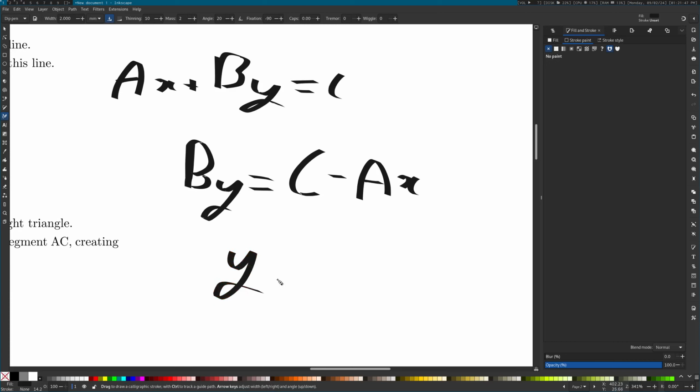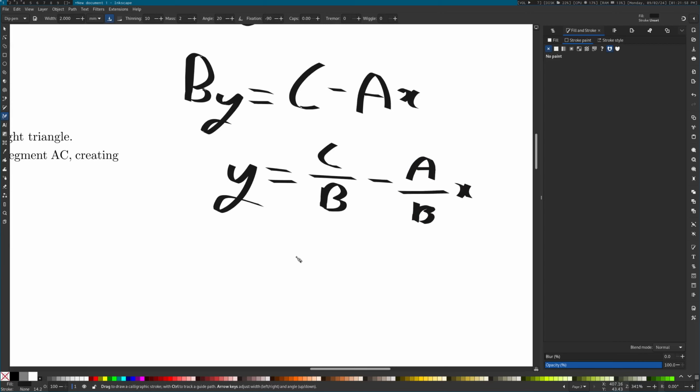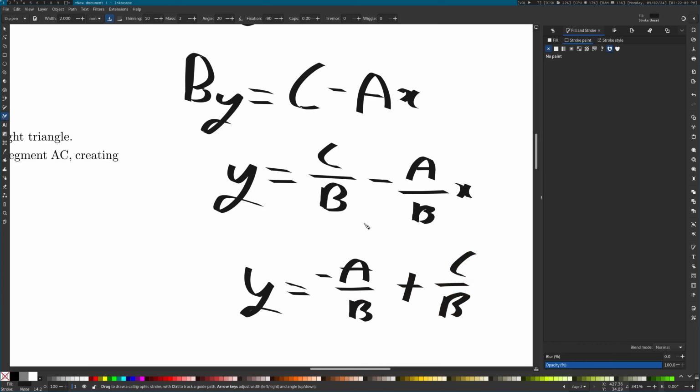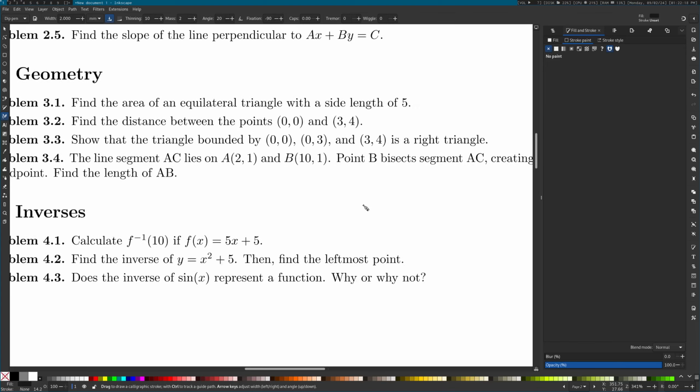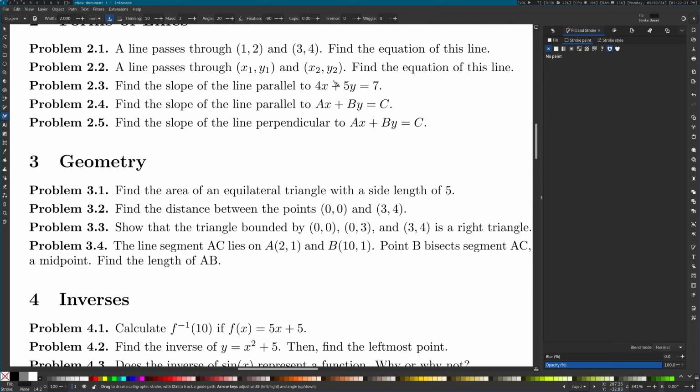Exactly. So y is equal to c divided by b minus a divided by b x. Okay, and we can rearrange. Y is equal to, the slope would be negative a over b plus c over b. You forgot the x. Oh, you're right. Sorry. Okay, so this is our slope, negative a over b. So now if they ask you, what's the slope of the line 5x plus 4y equals 3, you just do negative a over b, and that's your answer.